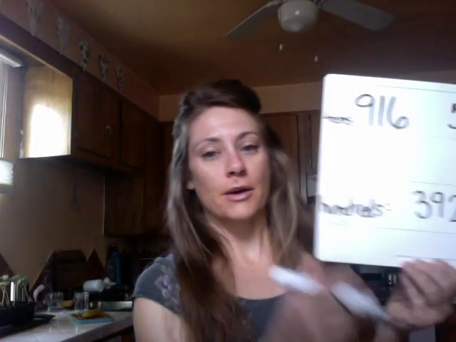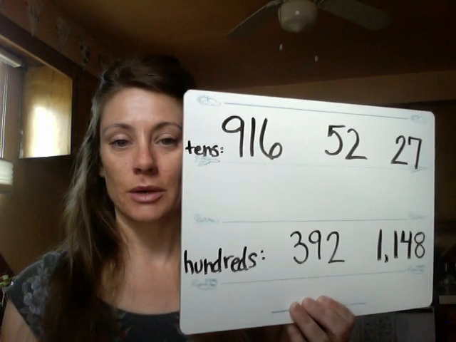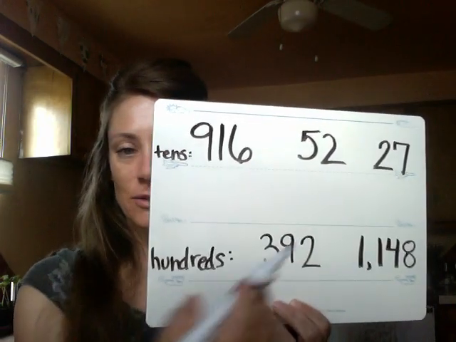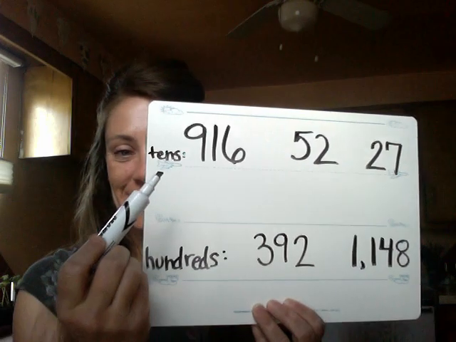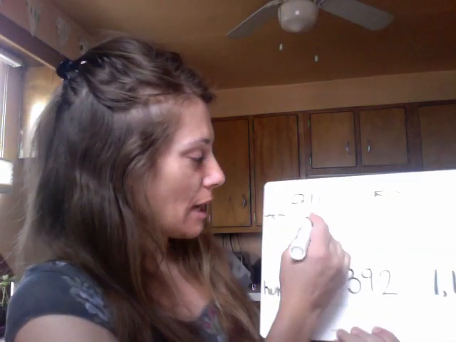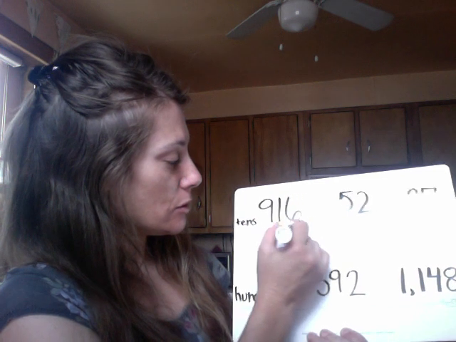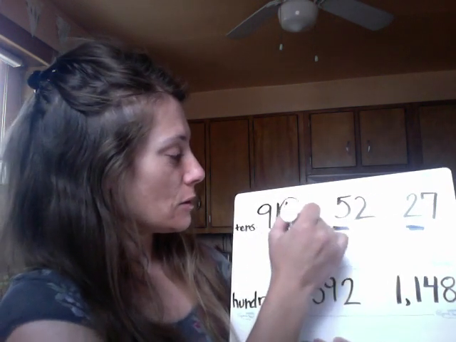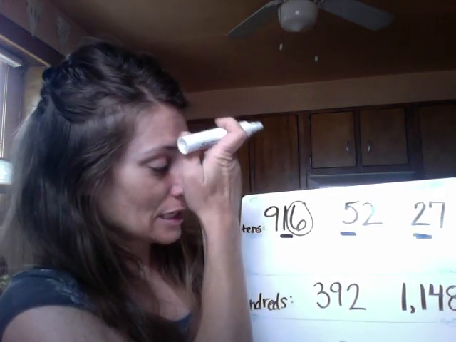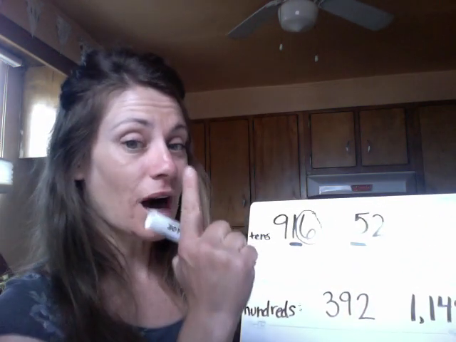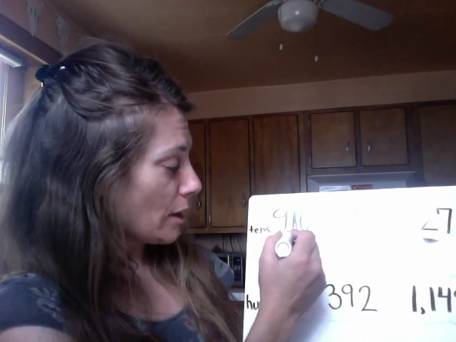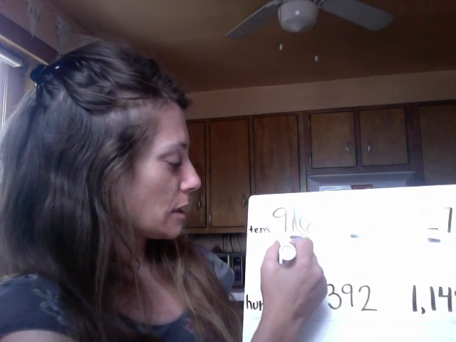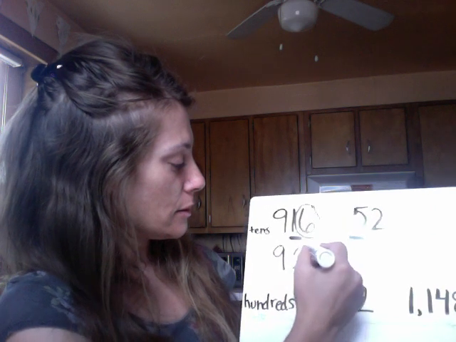First you have to know what place value you're going to round to. I know it says right here, sorry, this is backwards, tens, so I know I'm going to have to round to the nearest 10. So I'm going to mark my tens, and then I'm going to look at the number to the right of it. I know that 6 is bigger than 5, so I'm going to round up. So my 10 becomes a 20. So it's going to be 920.